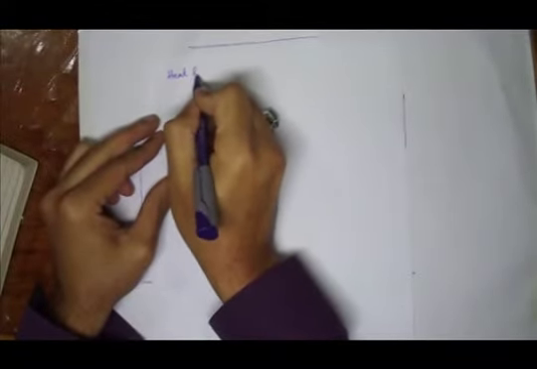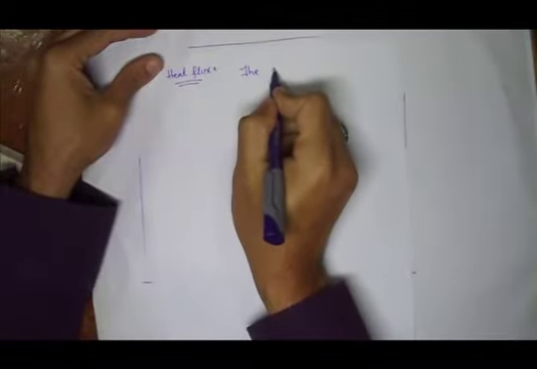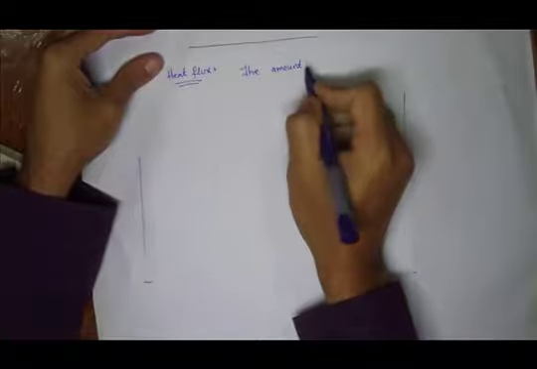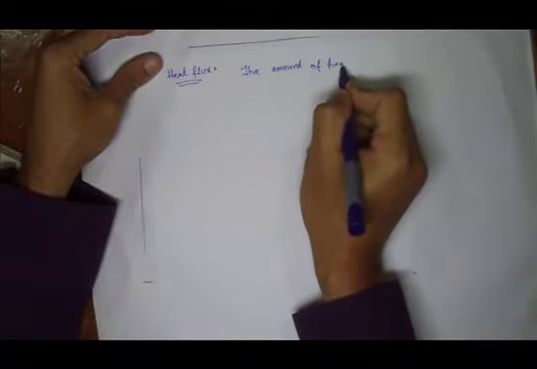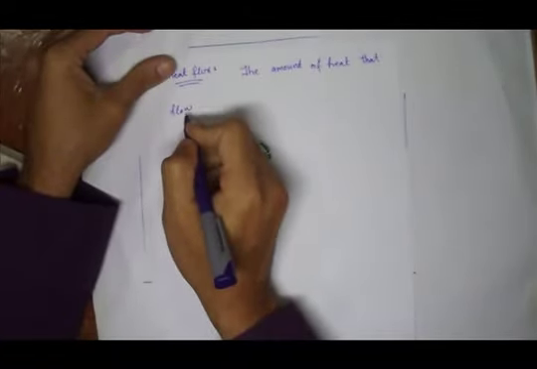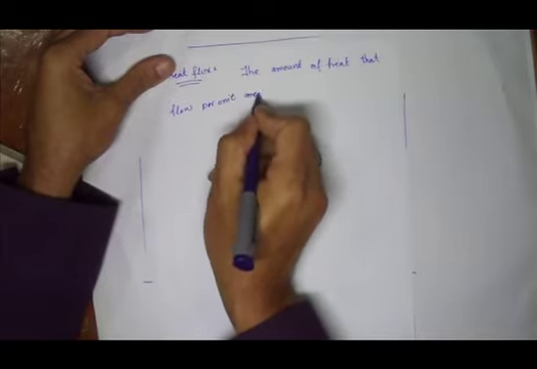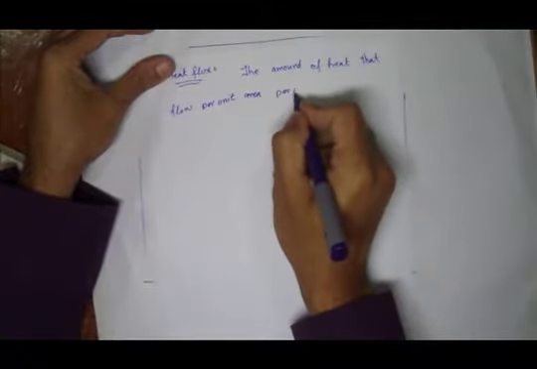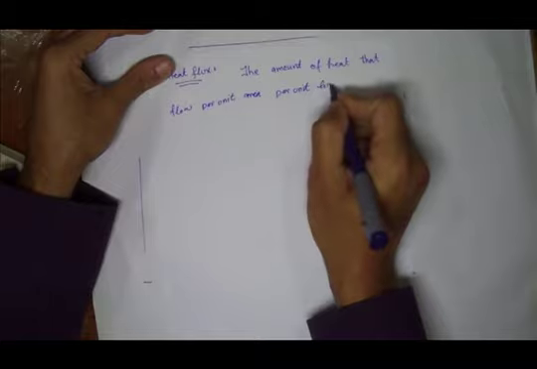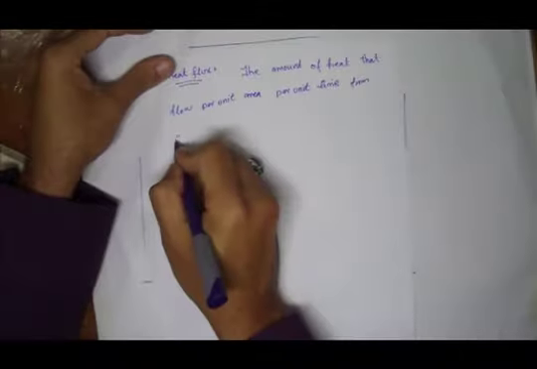Our next definition is heat flux. Heat flux is basically the amount of heat that flows per unit time from a surface.